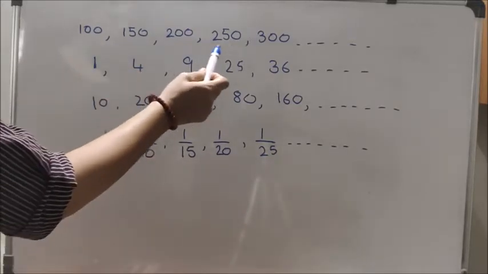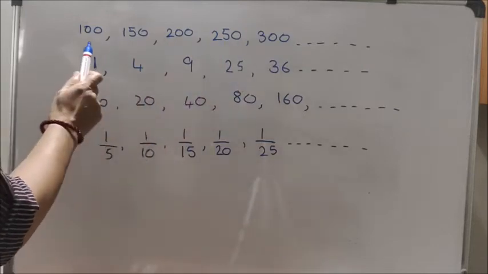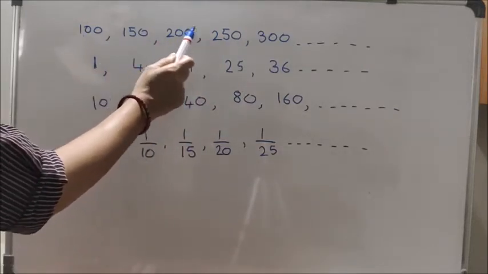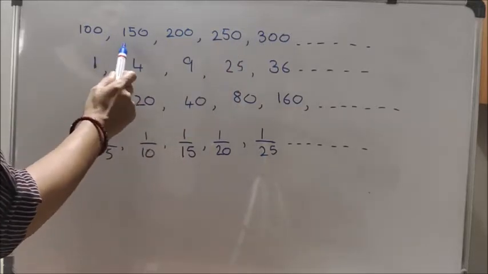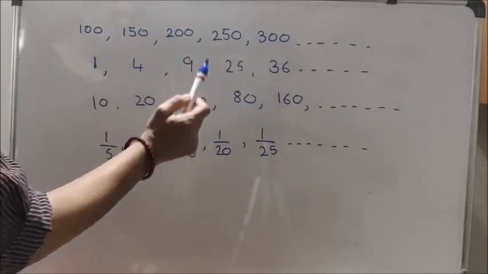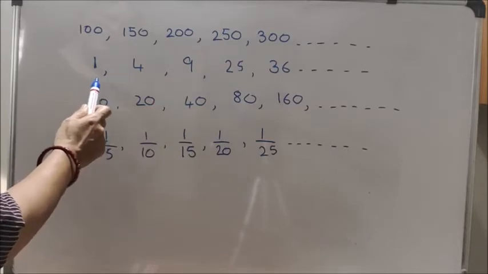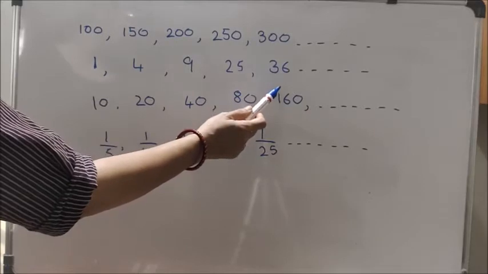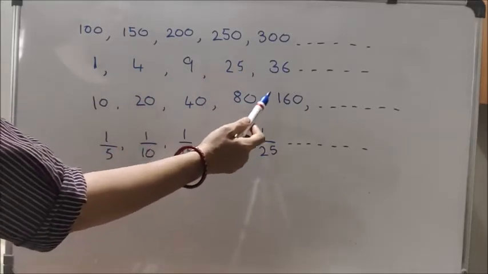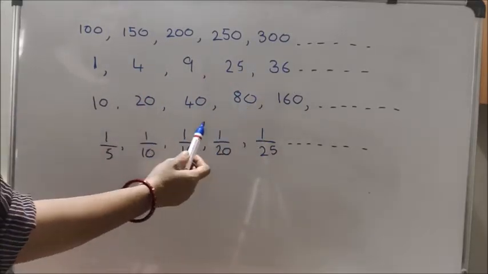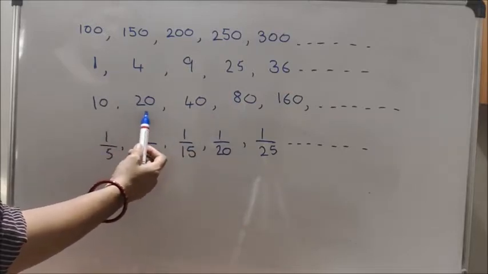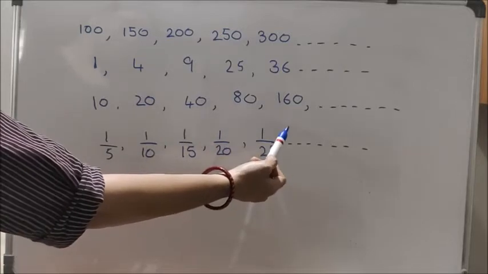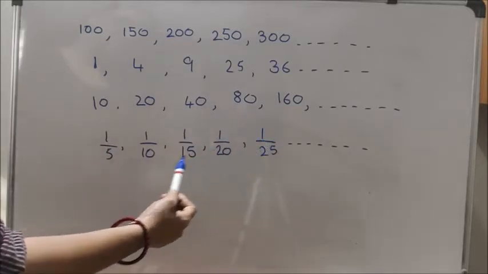In this one, if you look very carefully, you can see 100, then 150, then 200. Every time it is increasing by 50, or every time 50 is added to get the next term. In the second one, these are actually the natural square numbers. In this third one, you can see 10, 20, 40, 80. Here every time the number is doubling itself, that is, it is multiplied by 2.